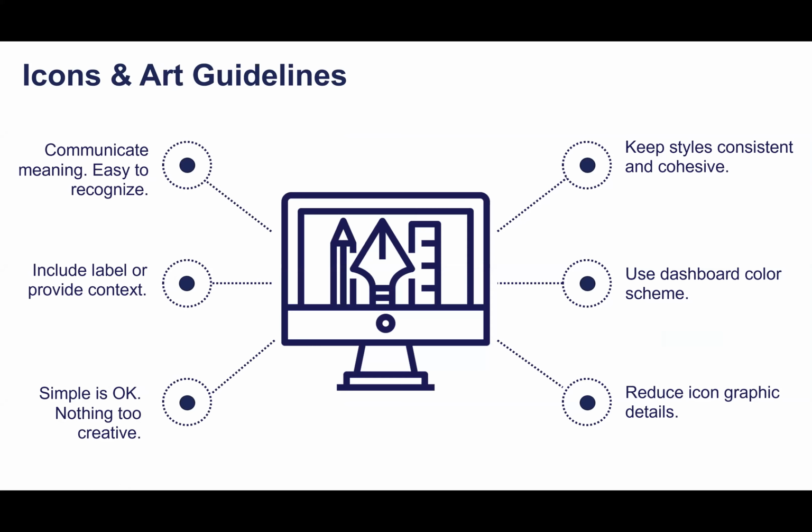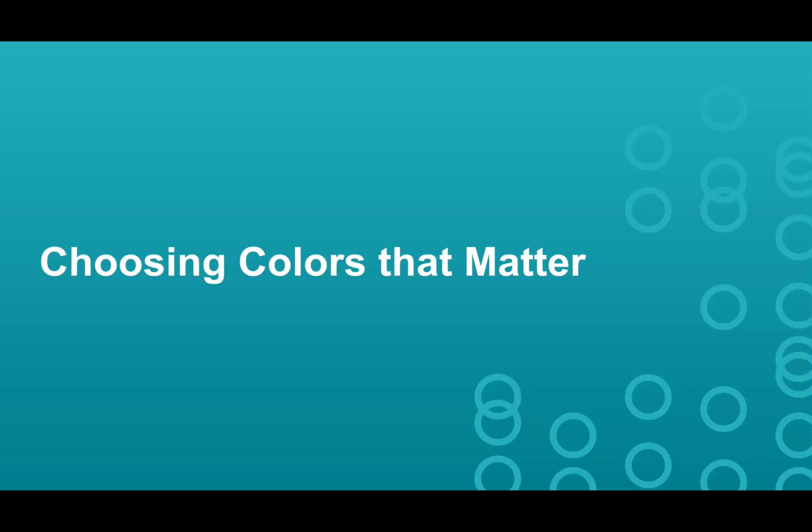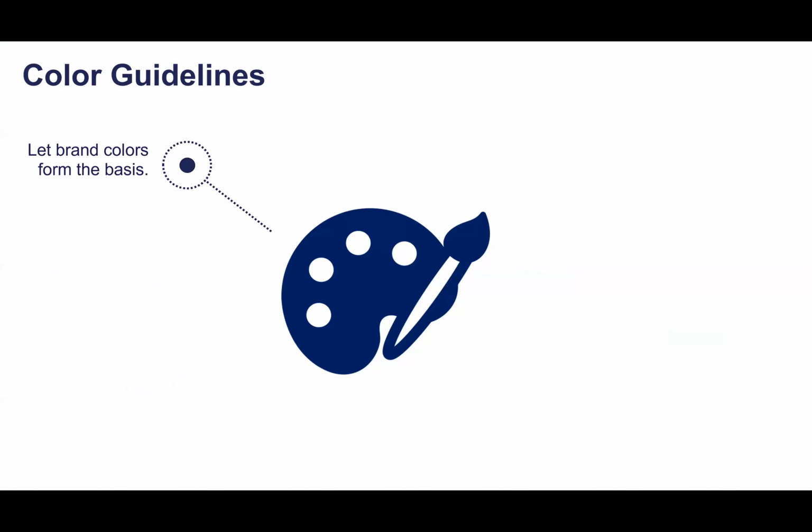So here are the icon and art guidelines. So now let's talk about colors and how do we choose colors that really matter. So first, when you're selecting colors, you want to make sure that you're using brand colors. You want to start with that and let them form the basis of your dashboard.